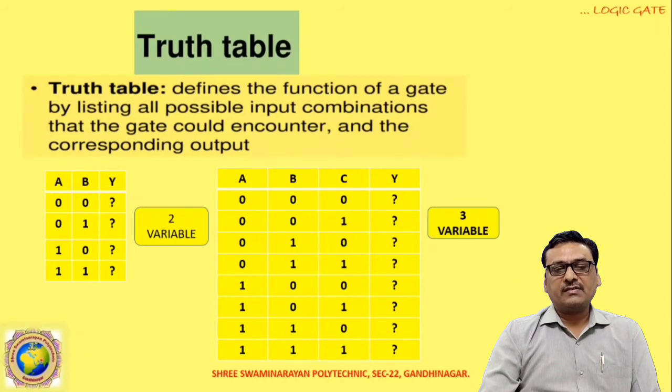Now suppose there are 3 variables. Here, as discussed earlier, the inputs are A, B and C. These 3 are the input variables, and in that case the number of combinations is 8, 2 raised to 3 means 8, running from 0 0 0 up to 1 1 1.